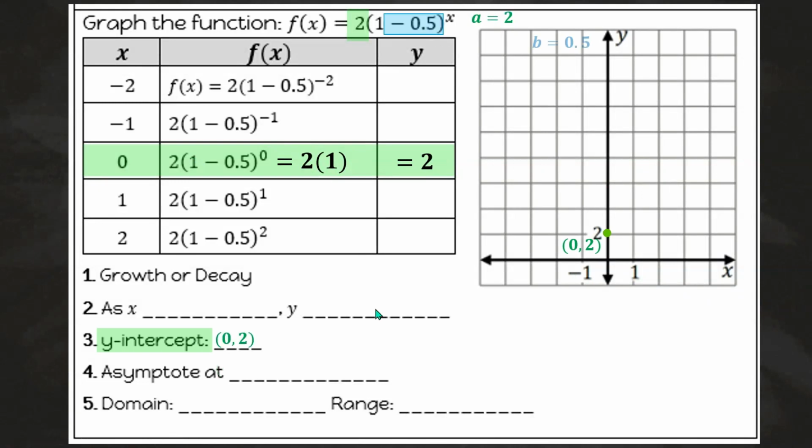Now I'm going to look at this. My b is 0.5. And I know that because I'm subtracting that 0.5 from 1. And 1 minus 0.5 is 0.5. So it's decreasing by a ratio of 0.5, which is showing me exponential decay.